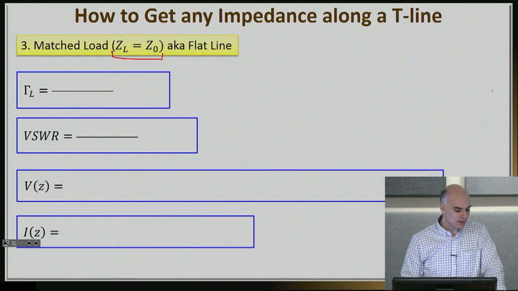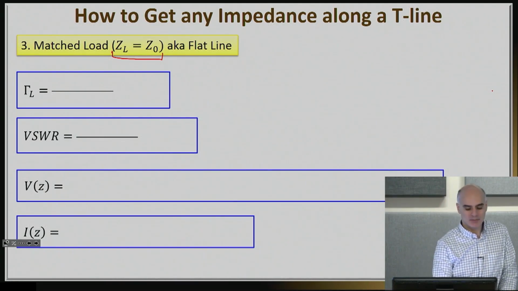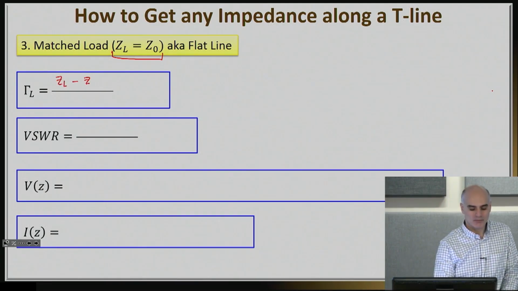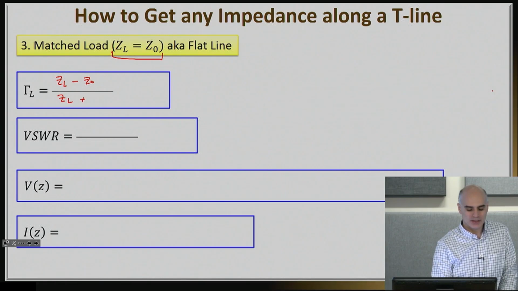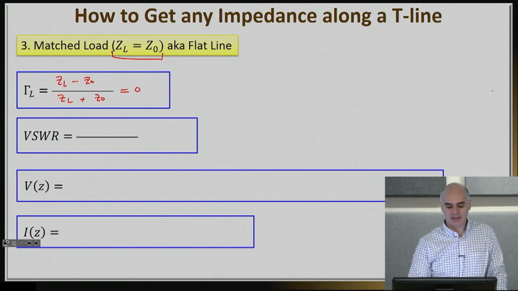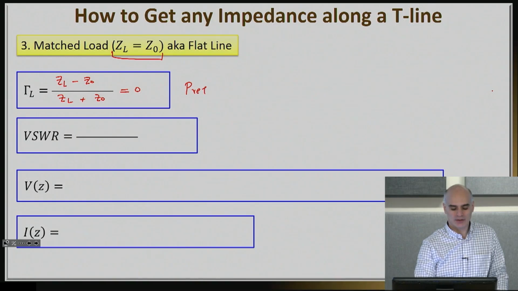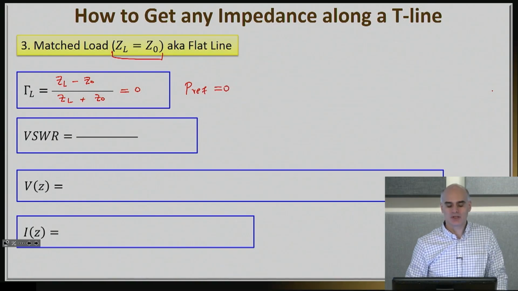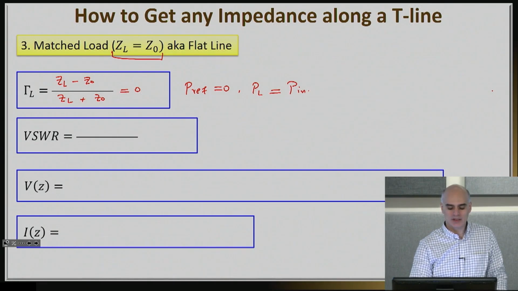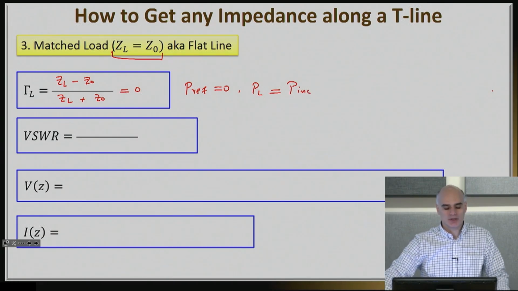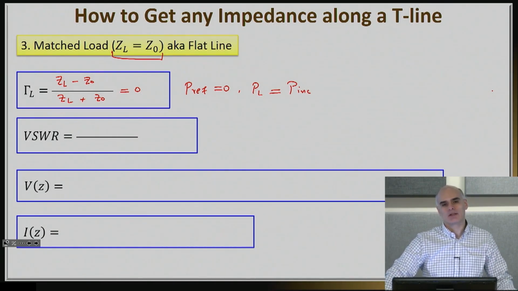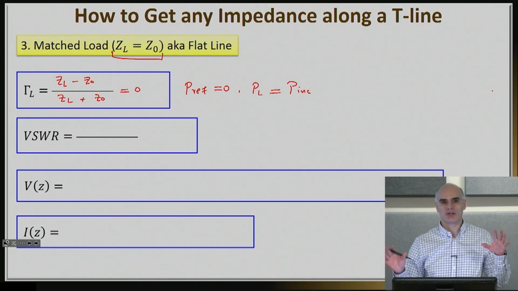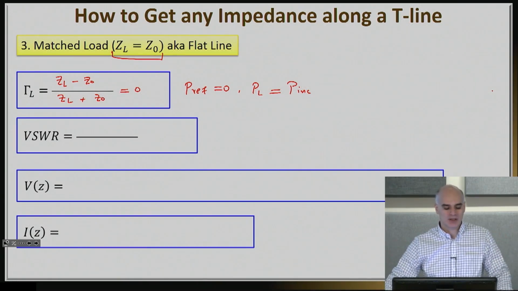So when my ZL is equal to Z naught, basically my gamma L, which is ZL minus Z naught over ZL plus Z naught, will basically equal 0. This is fantastic because it means that the reflected power will be equal to 0, and the power that the load will consume will be equal to the incident power. So no reflected power. Many times that's the desired result, particularly when we build a line to connect the source to a load and we want the power to balance well.